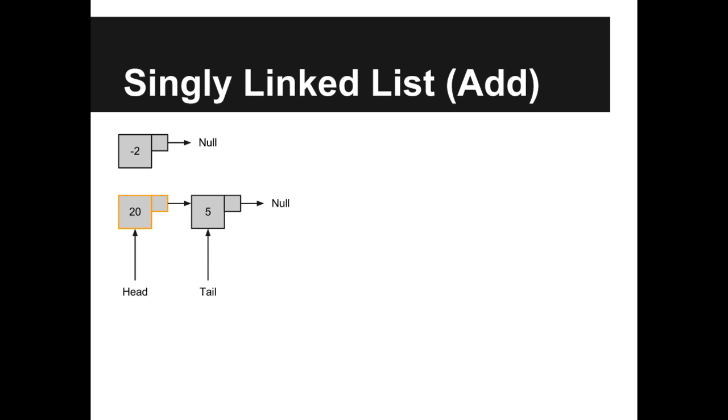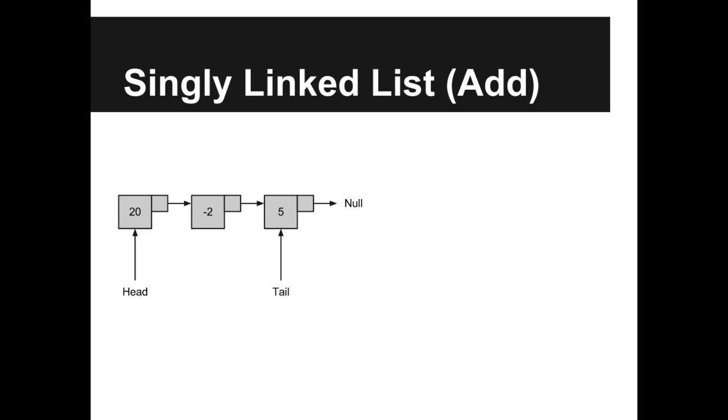In this case, we have to put the next pointer of -2 to point at the next of 20, and we should also manipulate the next of 20 to point at -2. If I rearrange the shape a little bit, I'm going to get something like this. Now 20 is at position 0, -2 is at position 1, and 5 is at position 2.